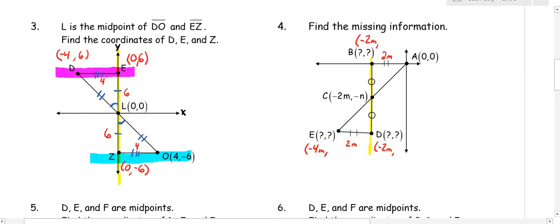Now to get the y-coordinates, B is on the x-axis, so the y-coordinate is going to be 0. Now looking at the C, we went down n. So if we go down another n, that's 2n, so our y-coordinate would be negative 2n. And E is on a horizontal line with D, so it's going to have the same y-coordinate of negative 2n.